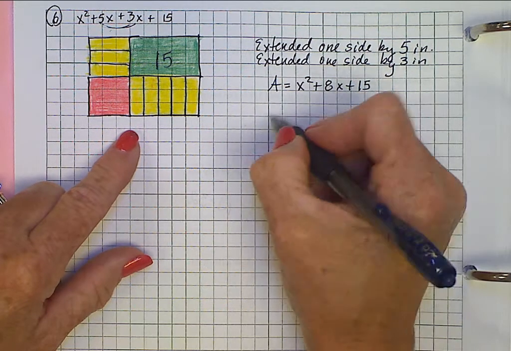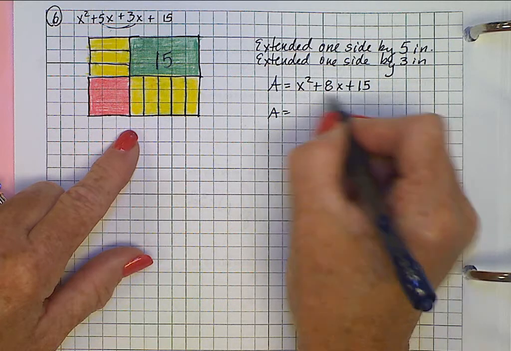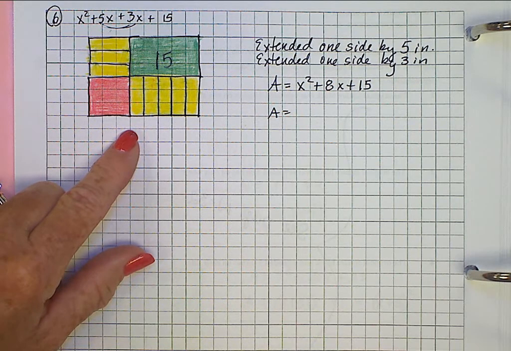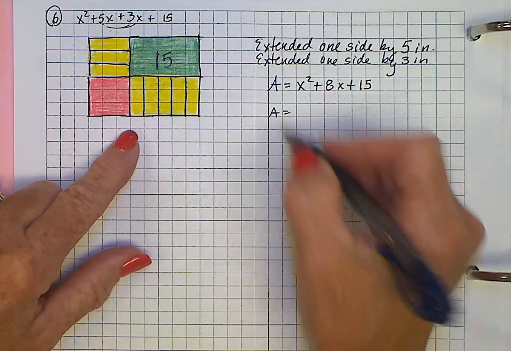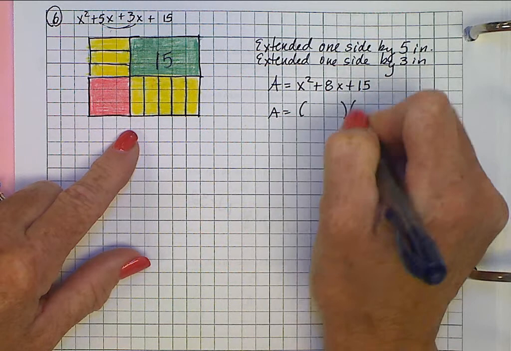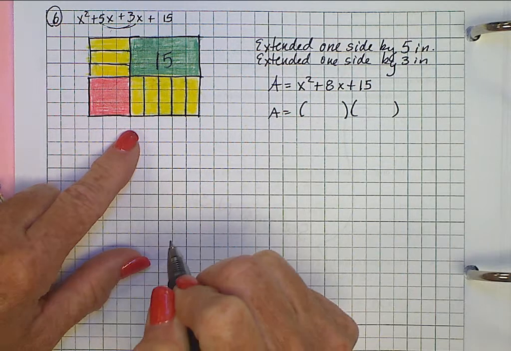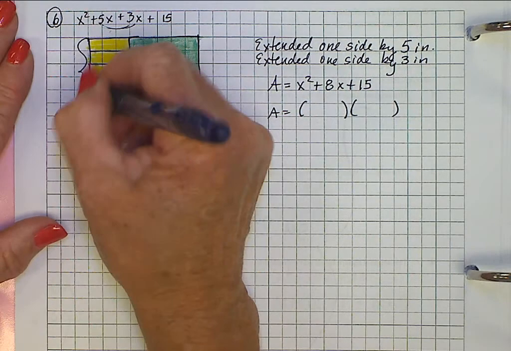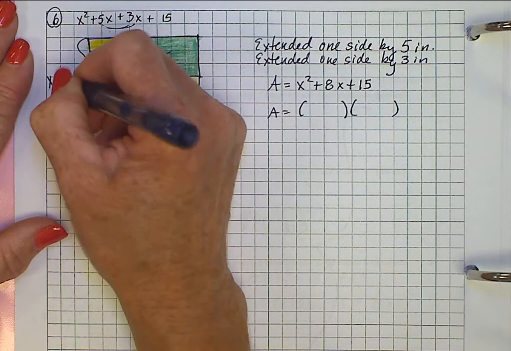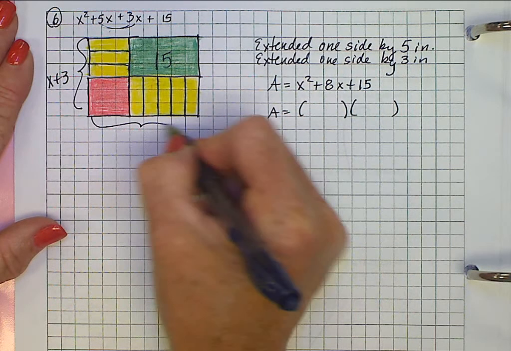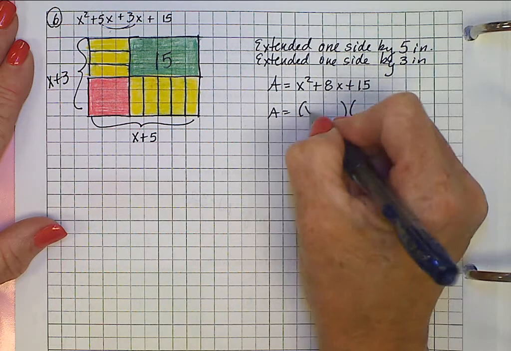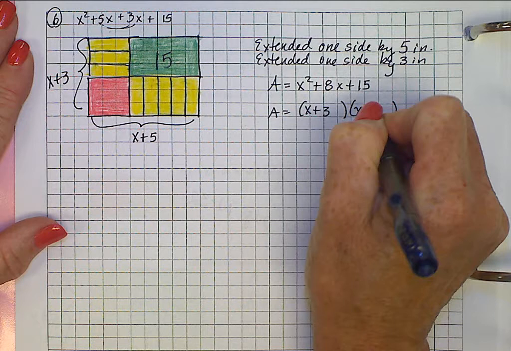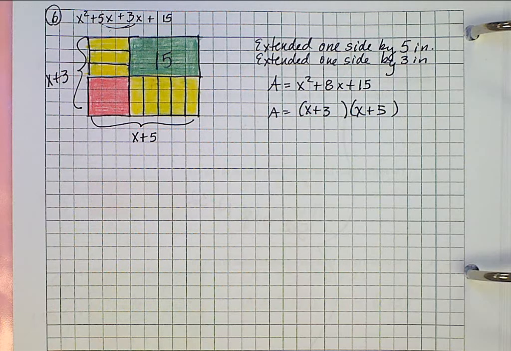But they wanted descriptions of the area of rectangles using expressions representing the lengths of the sides. So just like we did on the previous page, we need to write this as lengths of the sides. This side is x plus 3. This side is x plus 5. And we have x plus 3 times x plus 5.